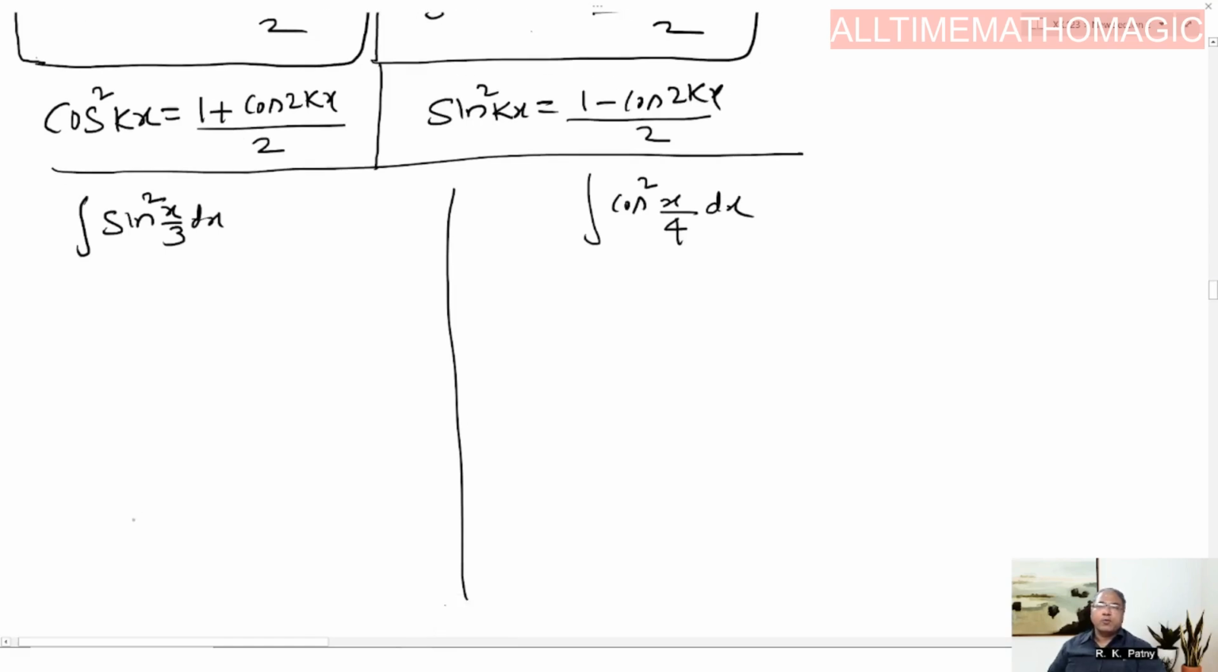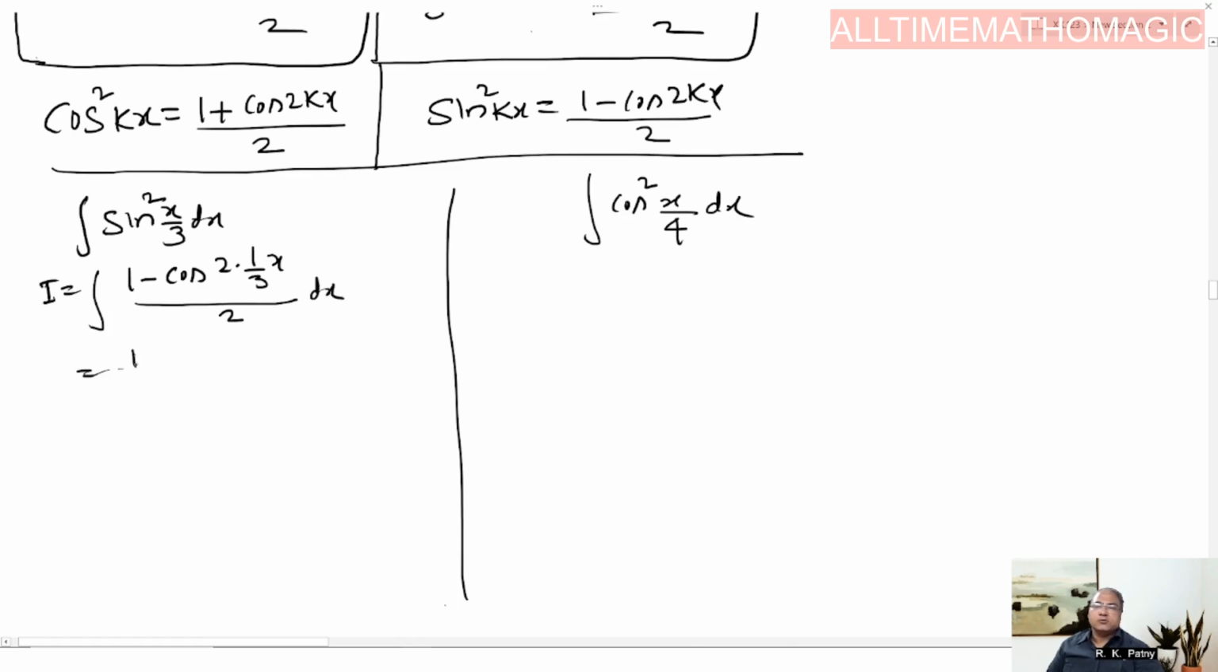Now there are two problems. One is the integration of sin square x by 3 with respect to x. Another question, integration of cos square x by 4 with respect to x. Here I equals the integration of sin square kx, which is nothing but (1 minus cos 2kx) by 2. So 1 minus cos 2 times x by 3, upon 2, with respect to x.